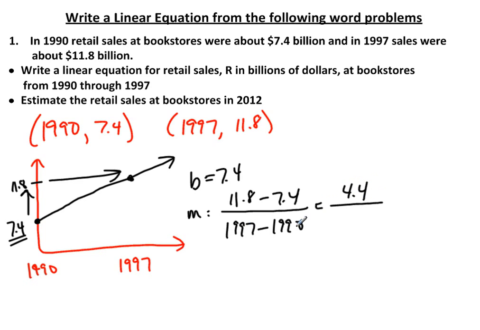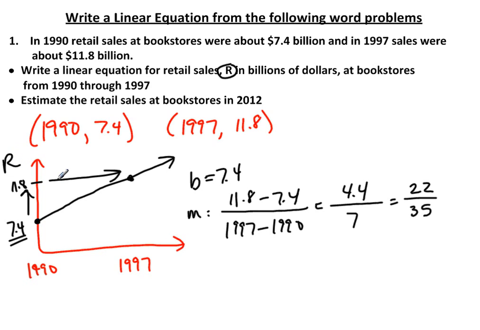Okay, so all we're going to do is 11.8 minus 7.4, and we're going to get 4.4. And 1997 minus 1990 is 7. So what this says is we increased $4.4 billion every 7 years. Okay, but again, we don't want to leave our slope with a decimal in it. So in your calculator, just do 4.4 divided by 7. You're going to get a crazy decimal, convert it to a fraction, and we get 22 over 35. So now that I have my slope and my y-intercept, I can write my linear equation, where they said sales. Okay, our sales aren't our y, they called it r for retail sales.